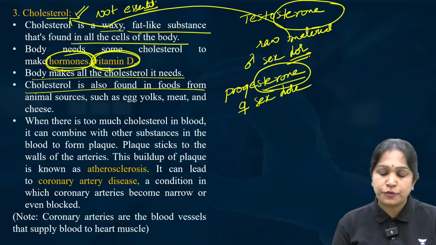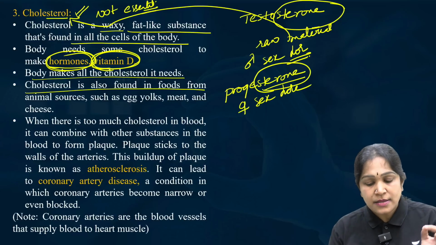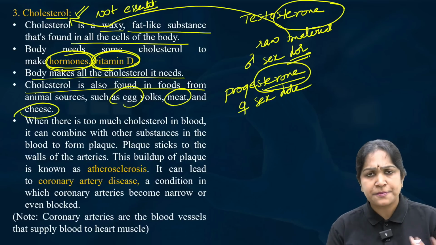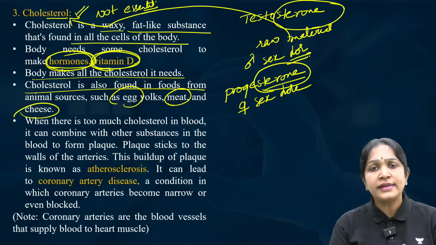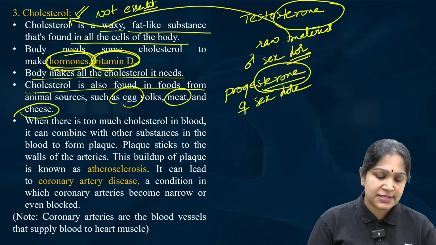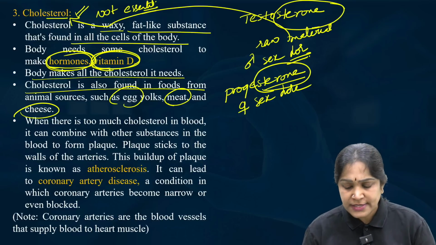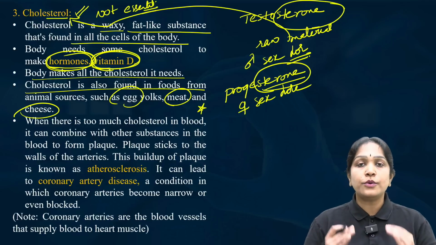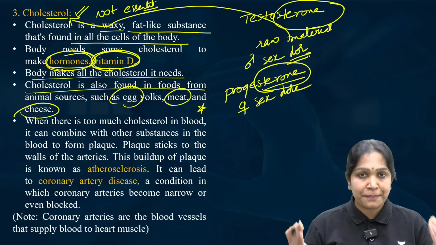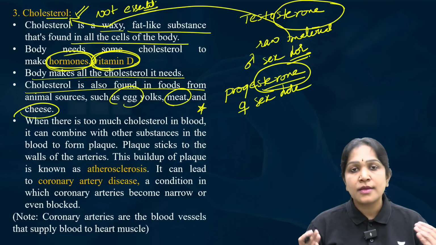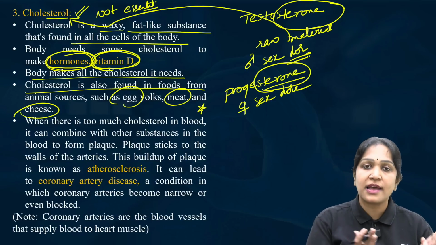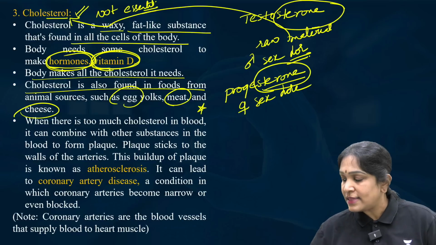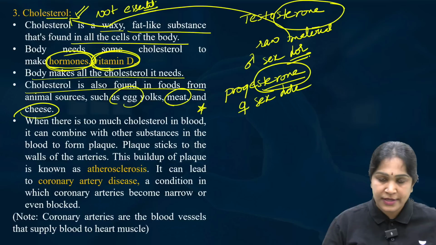Cholesterol is also found in animal foods like egg yolks, meat, dairy products like cheese, paneer, milk, yogurt. All dairy products and all animal products have cholesterol. What does it mean? Don't we have cholesterol in the plants? Yes, we do not have cholesterol in the plants. Plants do not contain cholesterol. Only animal cells will have the cholesterol. So, in the food we can get cholesterol from all the animal sources, including the dairy products.